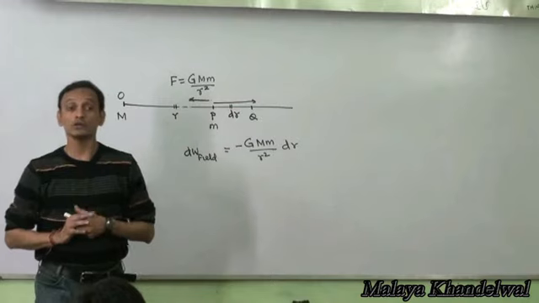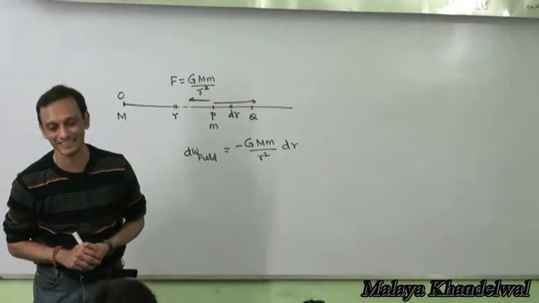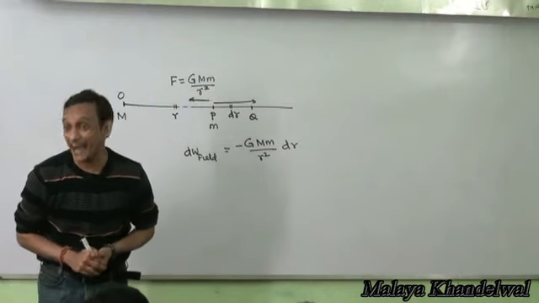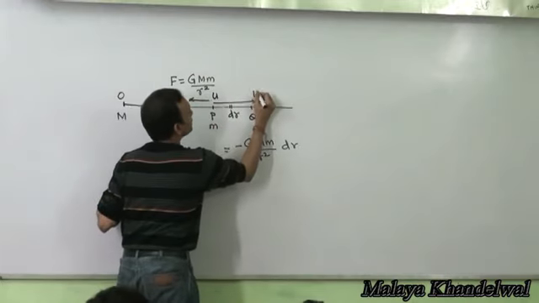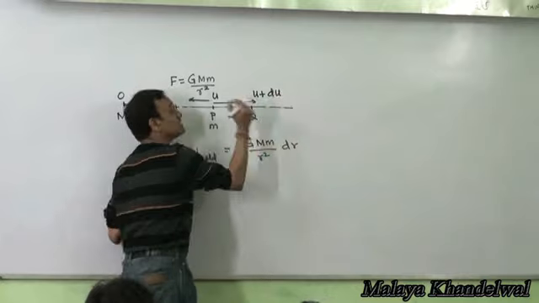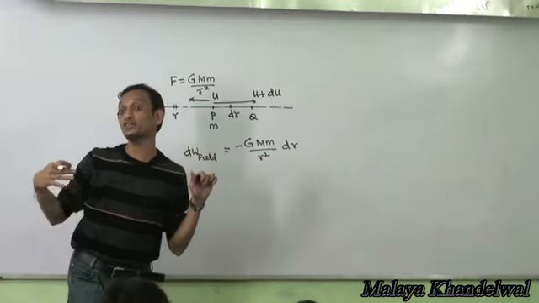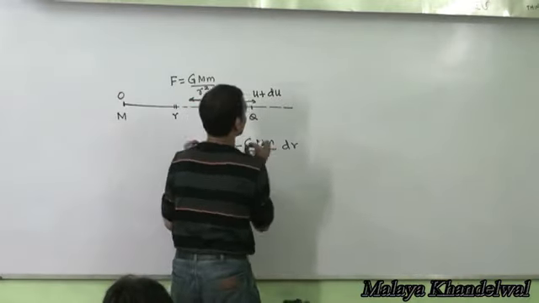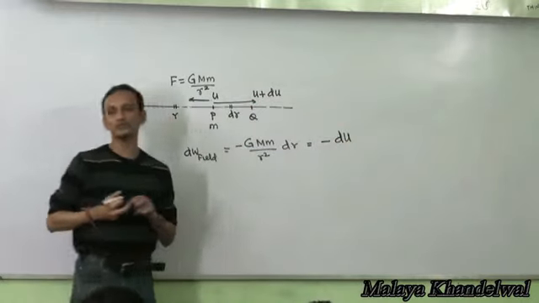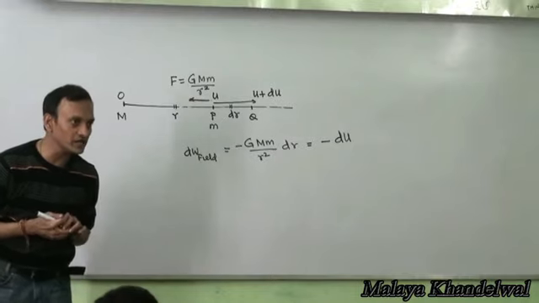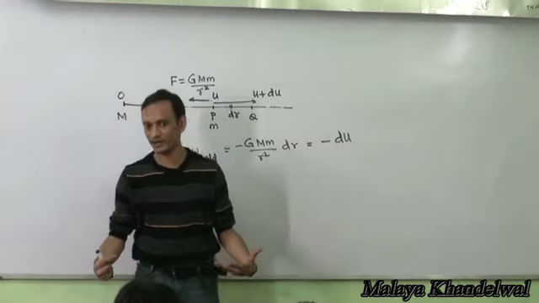But the work done by the field was defined as the negative of the change in potential energy, yes or no? So if the potential energy at P was U and the potential energy at Q was U plus dU, then the change in potential energy from P to Q is dU. Negative of the change in potential energy would be minus dU. So the work done by the field will be the negative of the change in potential energy of the particle. That's how potential energy is defined, right?